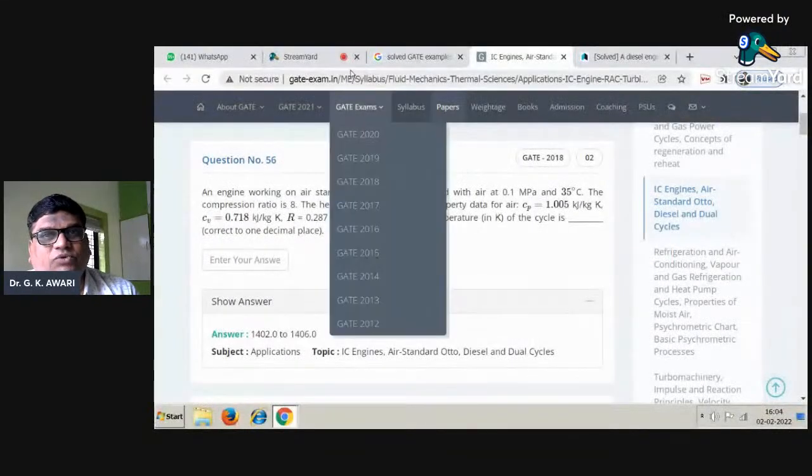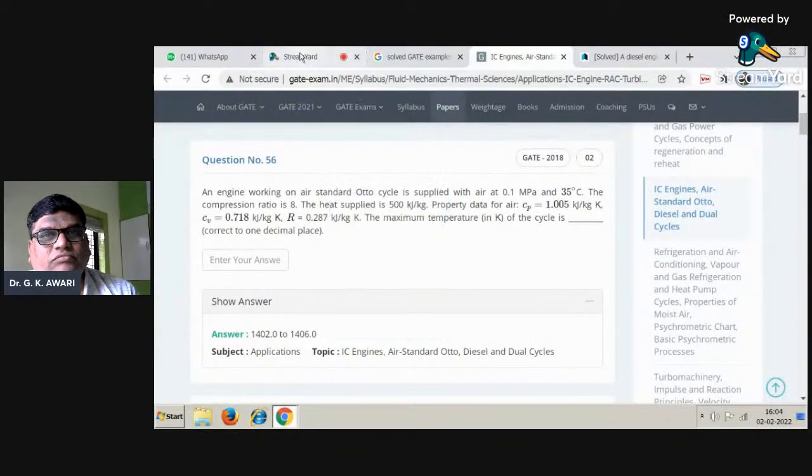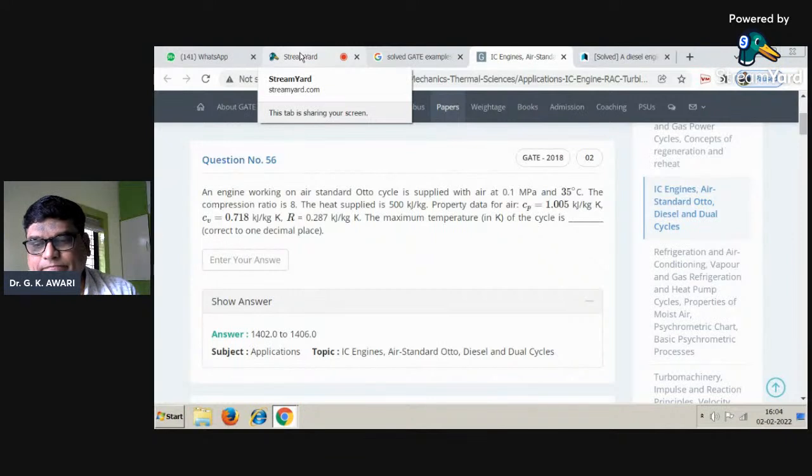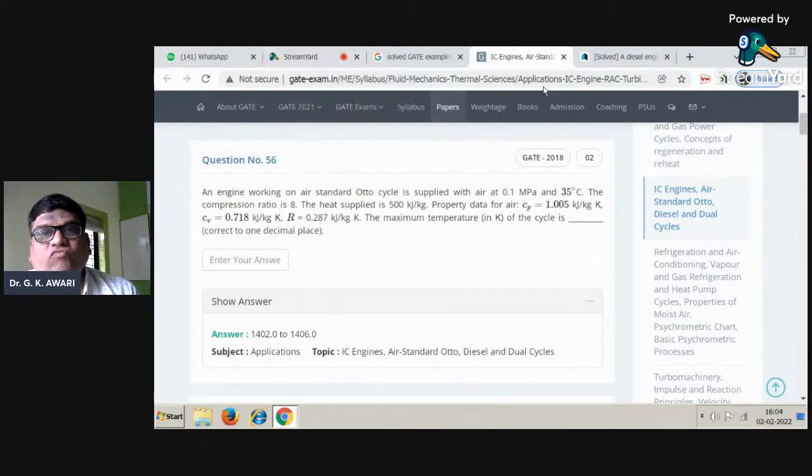An engine working on an air standard Otto cycle is supplied with air at 0.1 megapascal. Are you able to see my screen? Yes, yes.